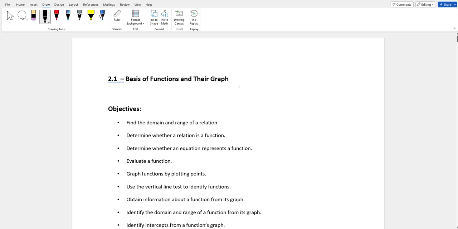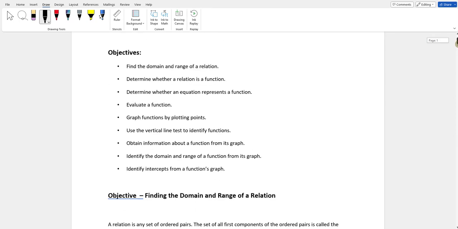In this video, we will talk about the basics of functions and their graphs. We're going to determine how to calculate the range and the domain of a relation, determine whether or not a relation is a function, determine whether an equation represents a function, evaluate a function, and graph functions by plotting points. We will also use the vertical line test to identify functions, obtain information about a function from its graph, identify the domain and range of a function from its graph, and identify intercepts from a function's graph.